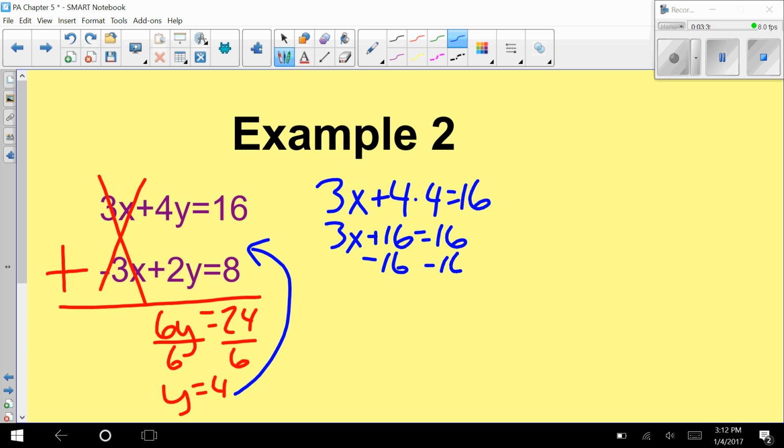Subtract 16 off of both sides. I get 3x equals 0. Divide both sides by 3. 0 divided by 3 is 0. So my solution is 0, 4.